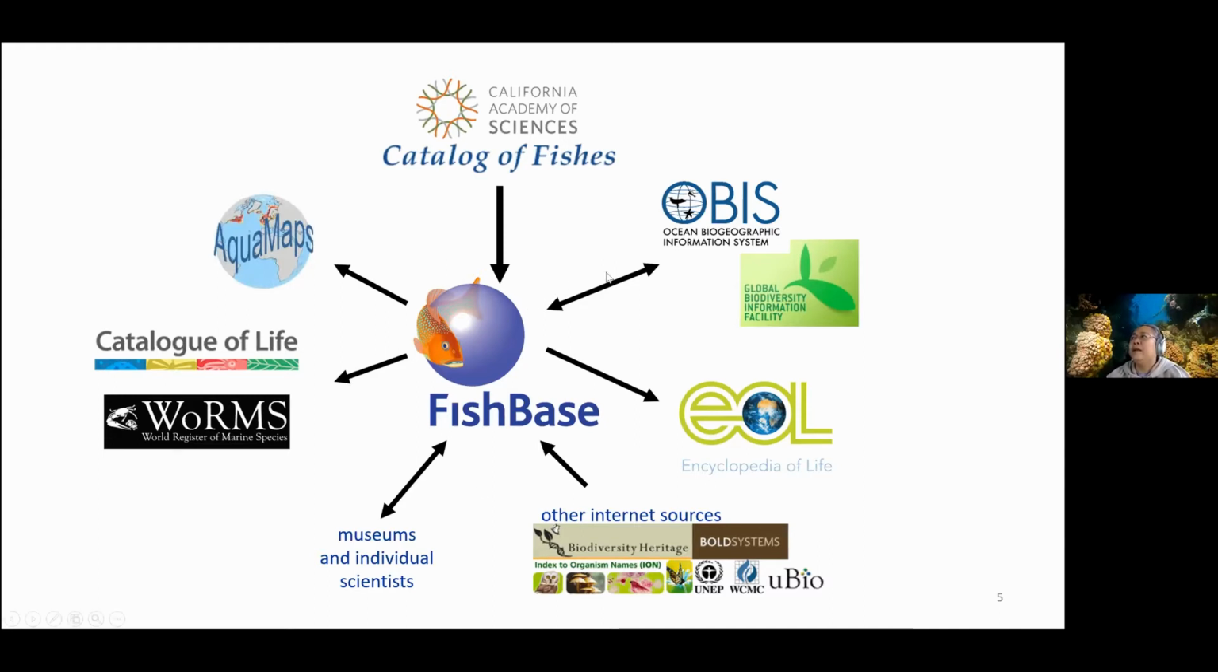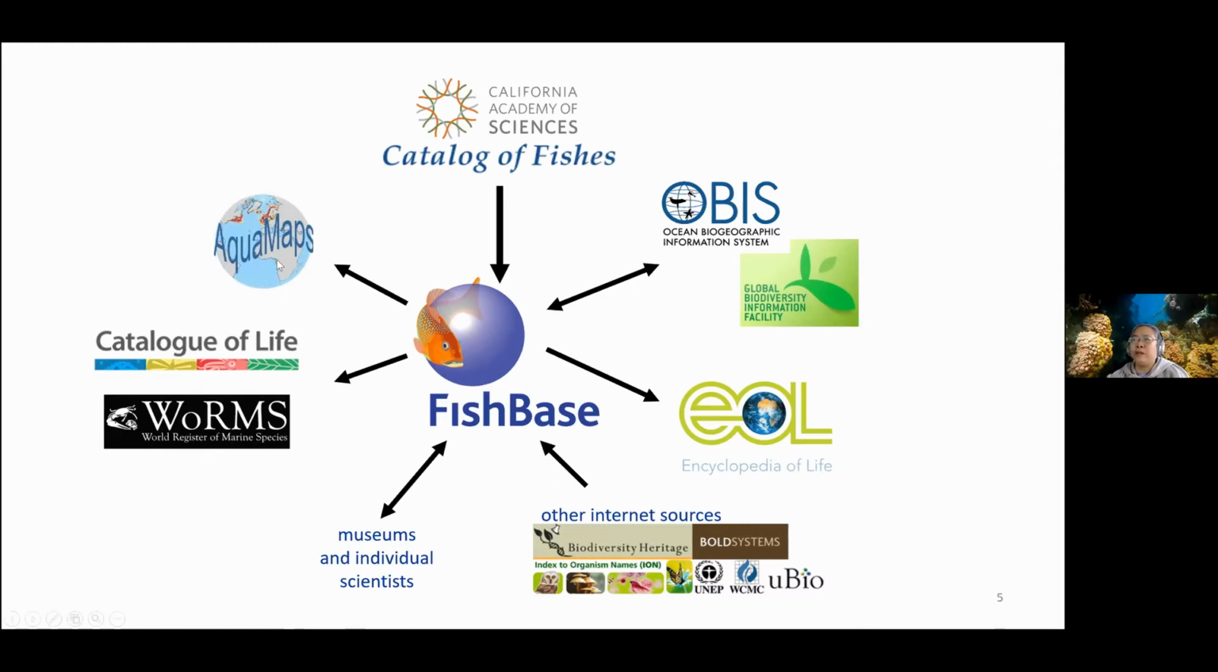And there is a connection with OBIS and the Global Biodiversity Information Facility, because FishBase encodes occurrence records that are vetted and sent to OBIS. It is also one of the maintaining projects of AquaMaps.